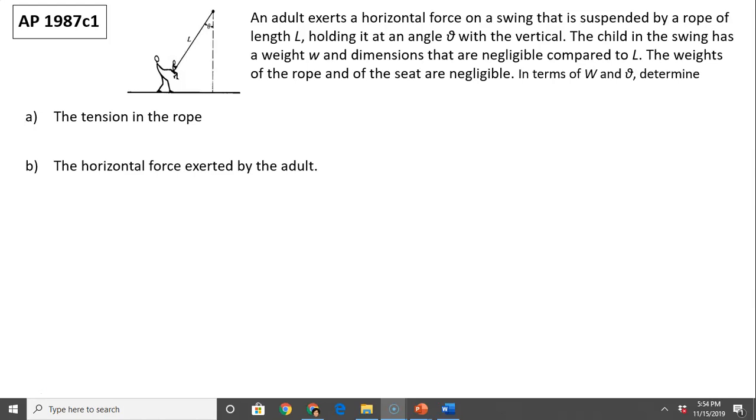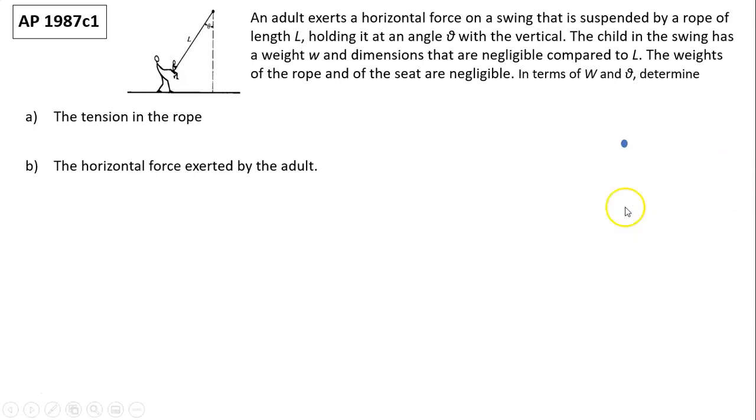So in order to determine the force, we need to draw a free body diagram. Here is the free body diagram. Here is the child. The child has a tension from the rope, a horizontal force from the adult, and gravity from the earth. And here's the tension. The rope forms an angle with the vertical. That's the theta.